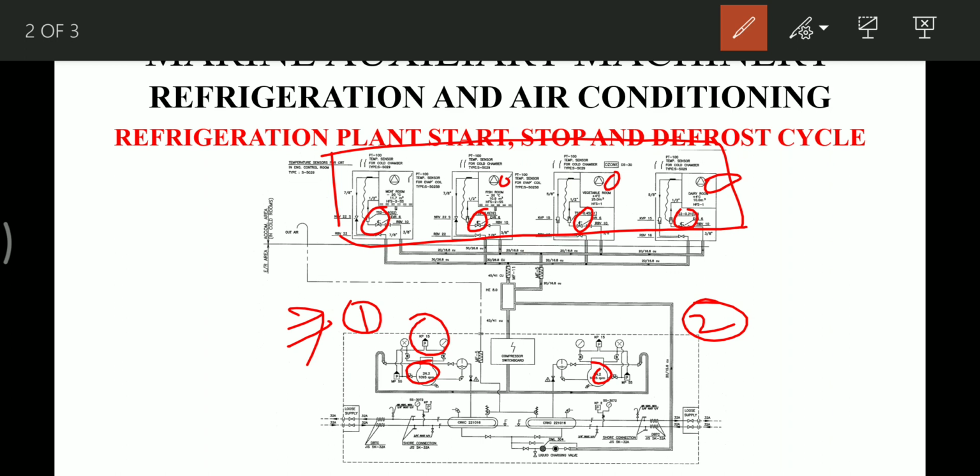There is also a high pressure cutout with a hand reset which operates to shut down the compressor in the event of excessive high pressure. So that is a safety.